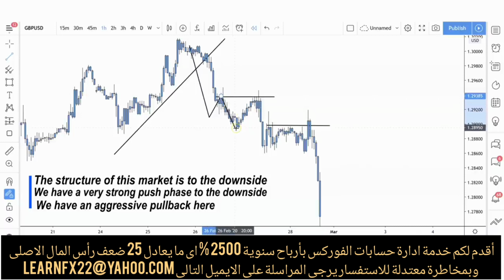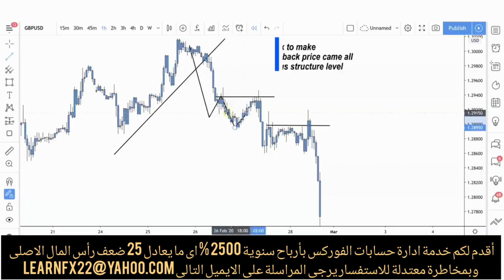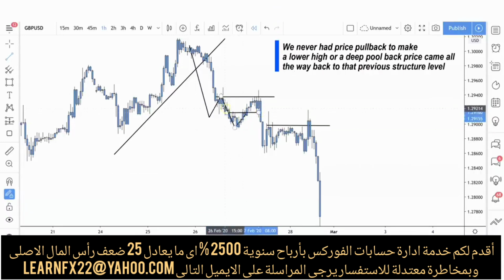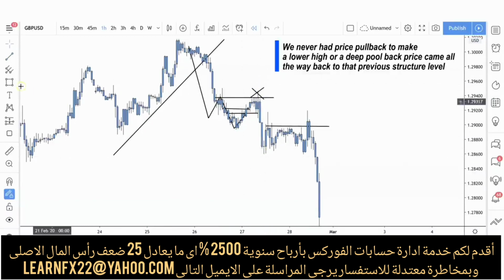Another push phase, lower low, and then look what happens. We never had price pull back to make a lower high or a deep pullback. Price came all the way back to that previous structure level. We see the reaction from this level, and now we have a strong push phase to the downside.